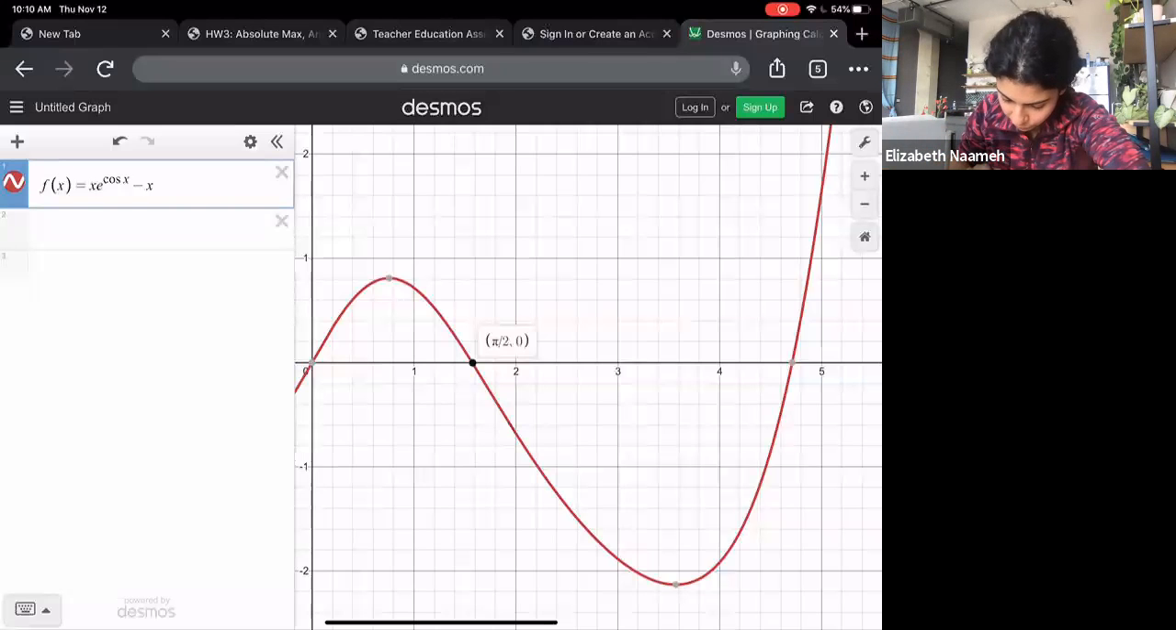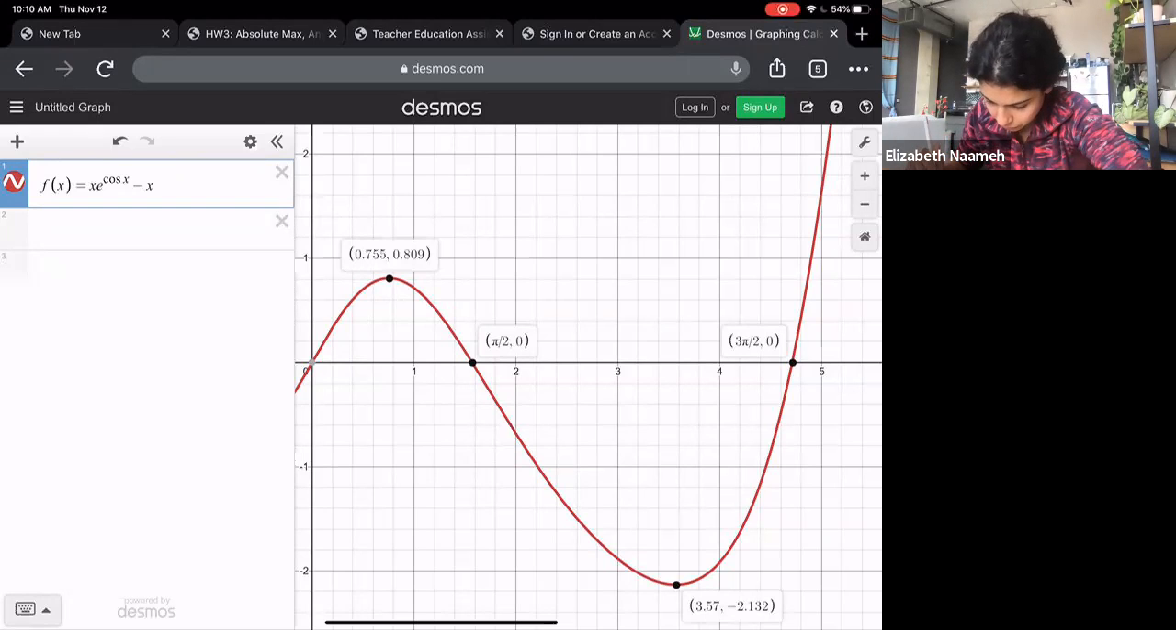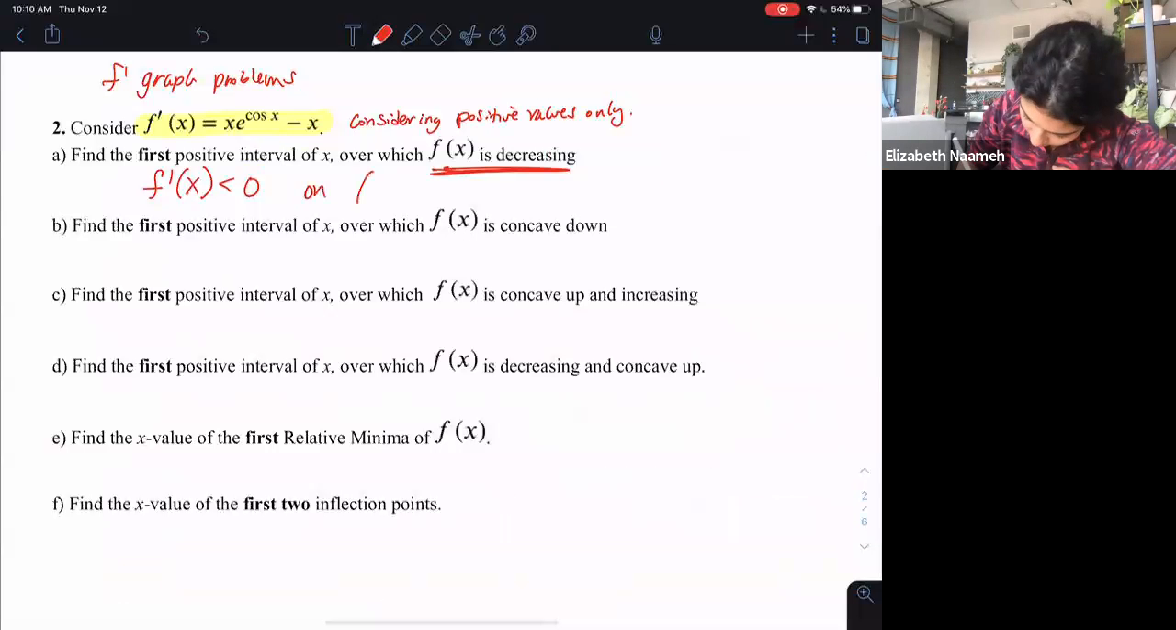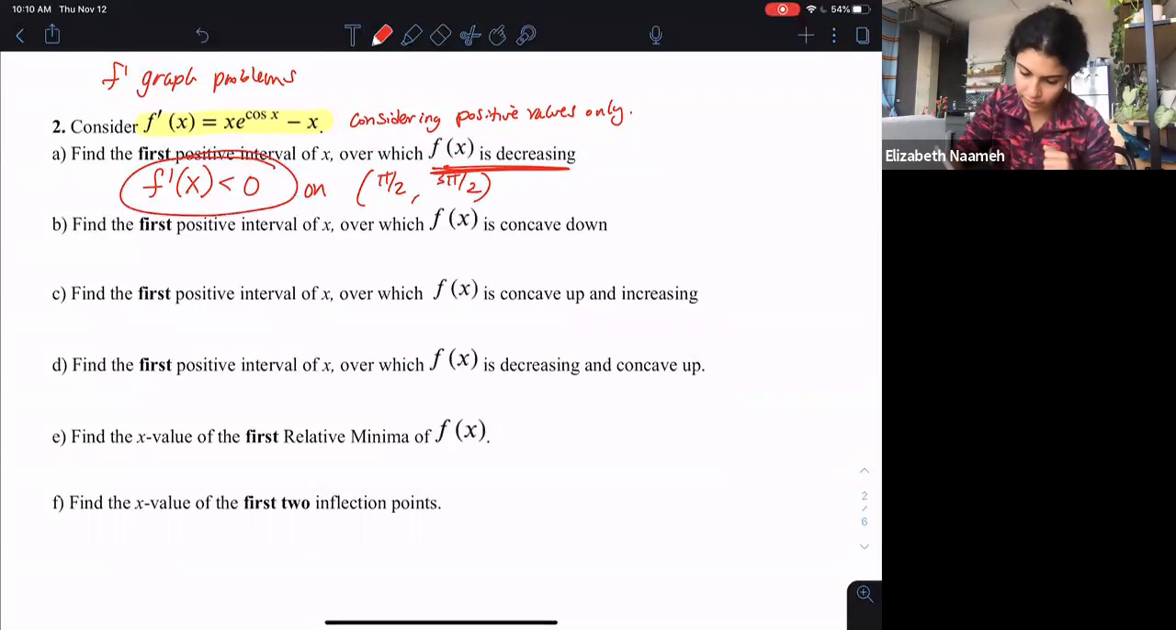So would that be from pi over 2 until, I'm hitting all the relevant numbers. Where is this guy below the x-axis? From pi over 2 until? 3 pi over 2. Pi over 2 to 3 pi over 2, and that's our answer. So we'll write on pi over 2 to 3 pi over 2. It'll say explain, and you've already done the explaining right there.